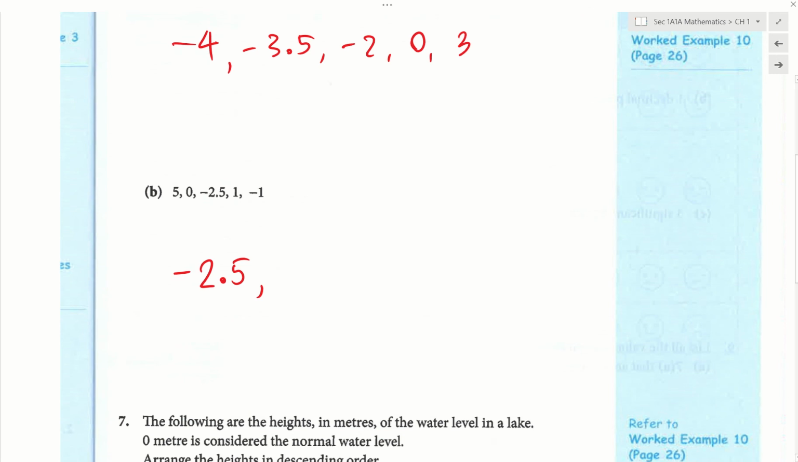Okay, so -2.5, followed by? Followed by? -1. Then? 0 and 1, is it? And then a 5. Okay, good job. Difficult or not? So far, all quite alright, huh?